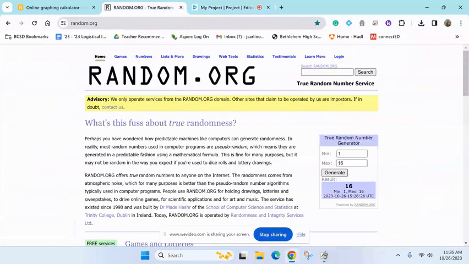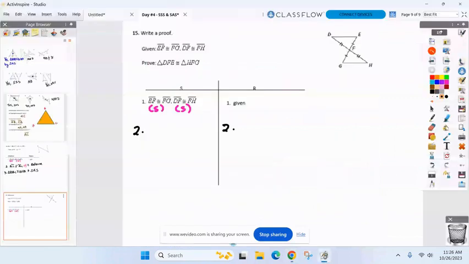1, 6. Zeev, what'd you find that was true? Angle DFE and HFG are congruent. Vertical angles. DFE and GFH. Okay. We're going to start writing this more and more in our proof.